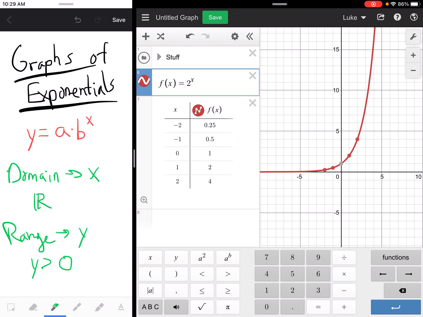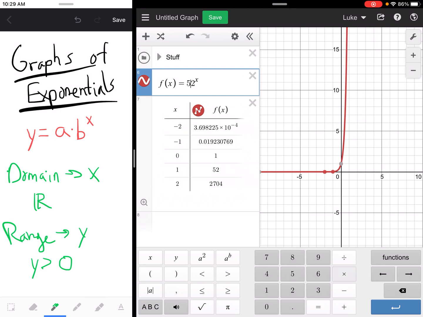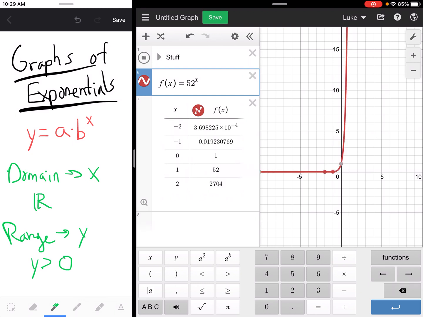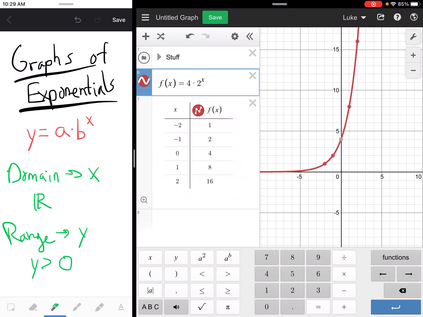So, for example, if I let a be 5, and I say 5 times 2 to the x, my domain and range still remain the same. All right? If I maybe, let's get rid of this, let's make this 4. And let's change this to a 3. Same thing. My domain and range haven't changed at all.